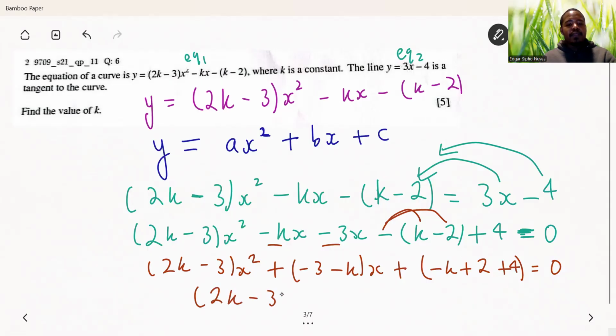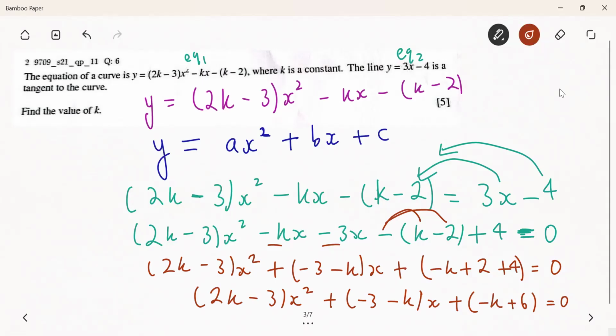(2k minus 3)x squared plus (minus 3 minus k) times x, and then plus 4 plus 2 is 6, so this is minus k plus 6 equals 0. Right, let me just block this out a little bit. Okay, so this is the equation we have so far.